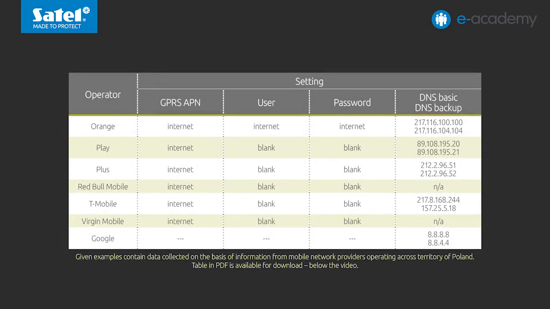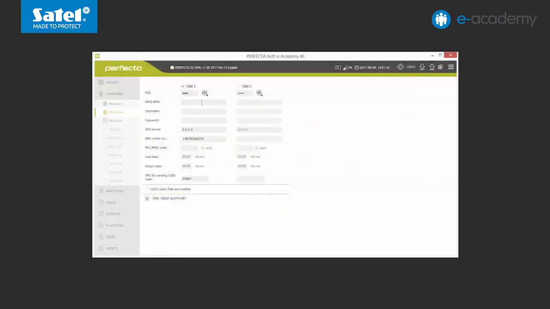We have prepared a table that contains a set of data for several operators in Poland. If you do not know the address of your operator's DNS server, you can use the addresses provided by Google. We'll show you how to do it. The table in PDF format will be available for download under the video. In the settings of the GSM phone, enter the configuration data of your SIM card operator. Use the Google DNS address.